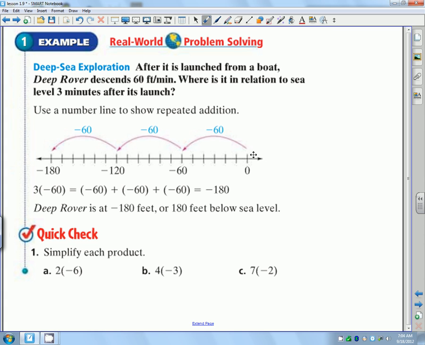So here is sea level, and they're going to throw the deep sea rover into the water, and every minute it goes 60 feet. So then it's negative 60, then negative 120, and then negative 180 after a total of 3 minutes. So what they did is 3 times negative 60, and they got negative 60 plus negative 60 plus negative 60 is negative 180.